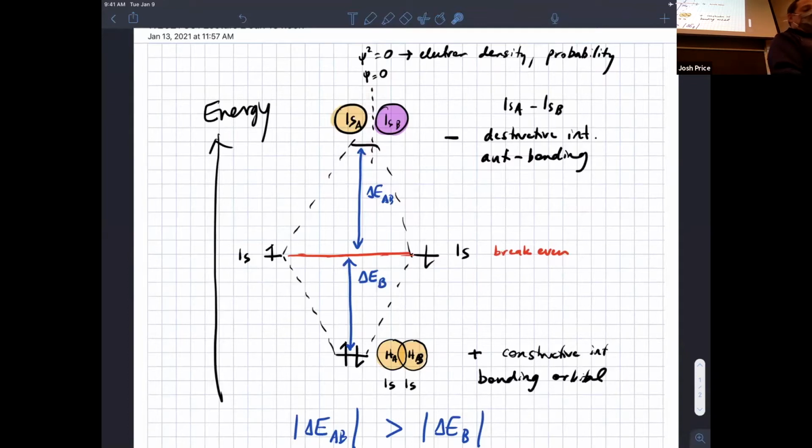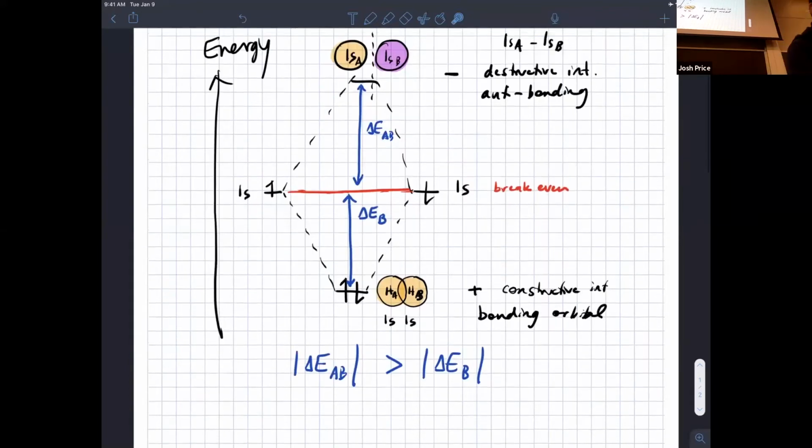And it turns out that both lobes on either side of this node tend to be oriented away from the space between the two atoms, so that if you filled that orbital, it would tend to pull the atoms apart.